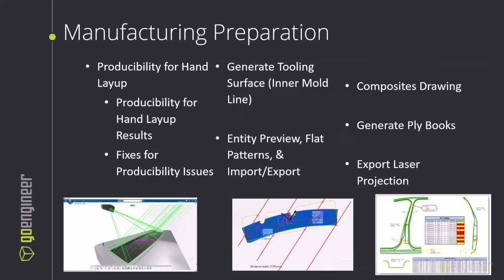And then finally, we're going to jump into manufacturing preparation. So here we're going to look at the producibility for hand layup, looking for manufacturability issues as well as compensating for them, generating our tooling surface, creating our flat patterns, previewing our entities and importing and exporting, and building our engineering or composites drawing, building our manufacturing or ply book drawings, and then exporting to laser projection.